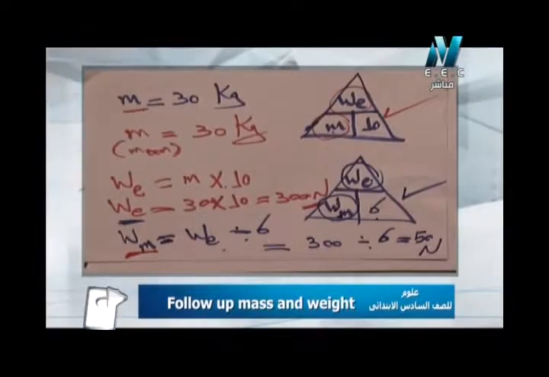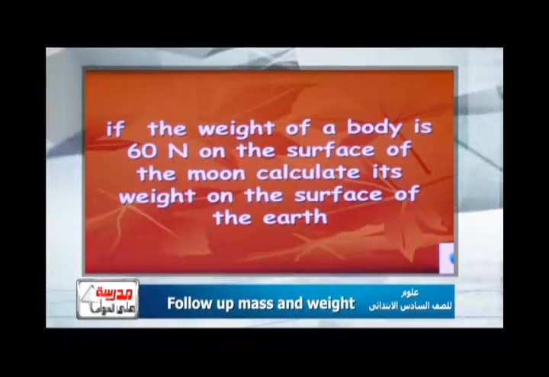Mass and weight problems are very easy, but only if you practice them a lot. And I promise you, they are very easy and very interesting at the same time if only you practice them more and more. I think our time is up, but we will have another problem about mass and weight, so it will be again the last problem, okay?